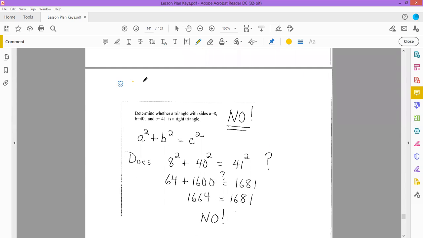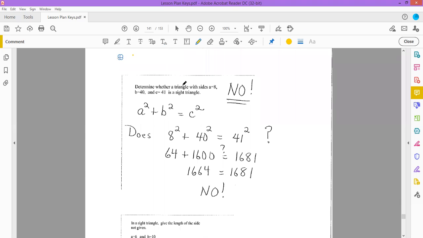All right, in this next example, determine whether a triangle with these sides, A equals 8, B equals 40, and C equals 41 is a right triangle. If these lengths, 8, 40, and 41, make up a right triangle, then we should be able to substitute those values into the Pythagorean theorem and get a true statement. So that's what you want to do first. Write the Pythagorean theorem, A squared plus B squared equals C squared.